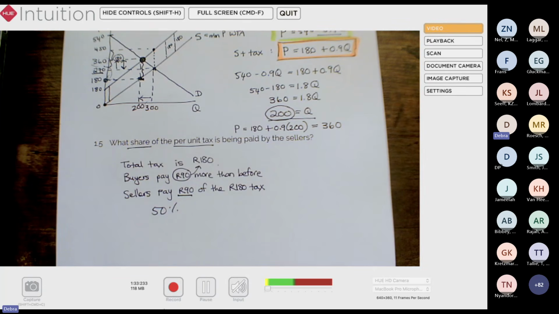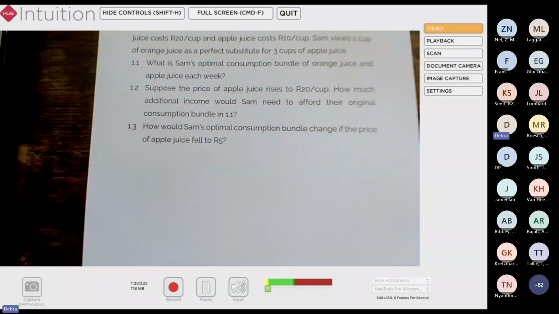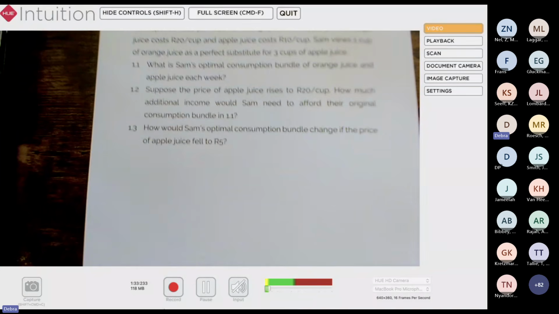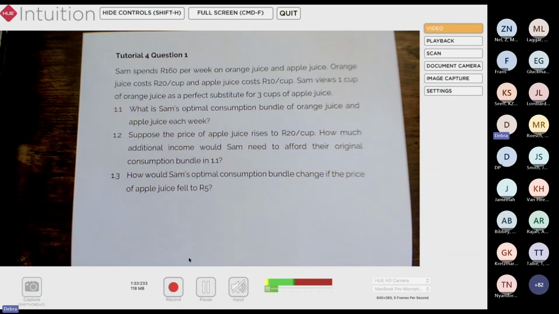Okay, so now I'm going to move on to the next question, which was requested, which is question 1 from tutorial 4. Question 1 on tutorial 4 tells us that there is a consumer, Sam, who spends 160 Rand per week. Oh, sorry, Ms. K-Stain says, can you also use the formula? Yes, you can also use the formula, which is given in the memo to the tutorial.